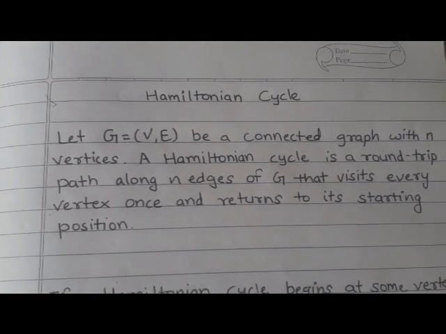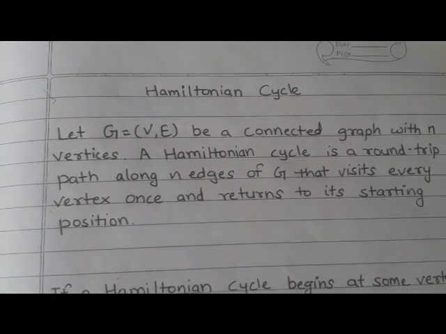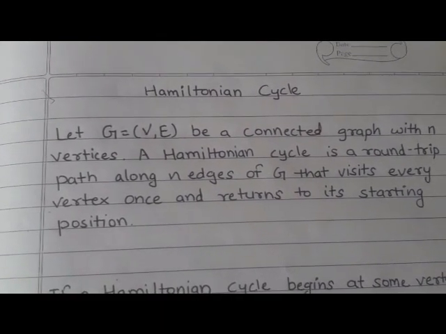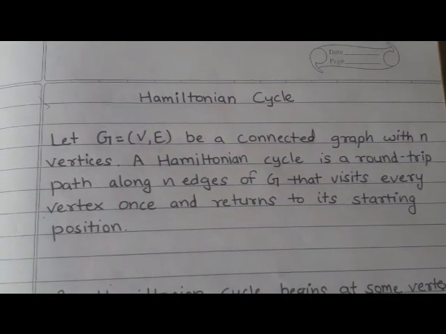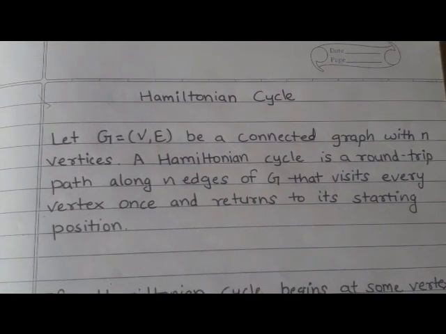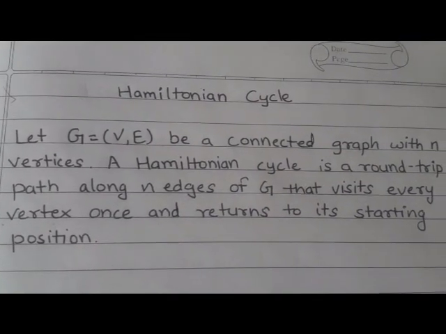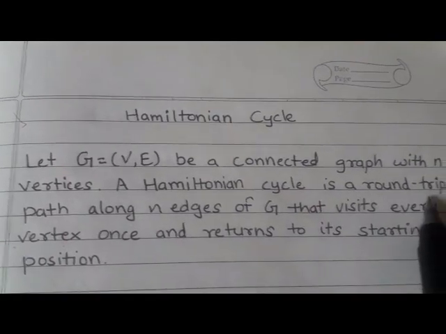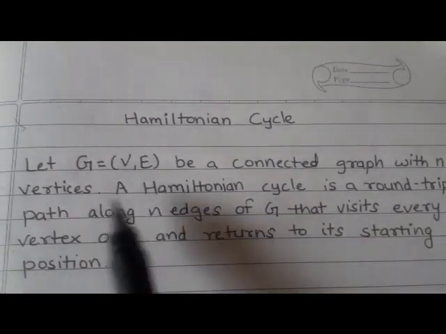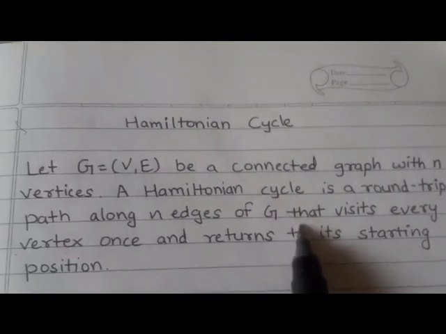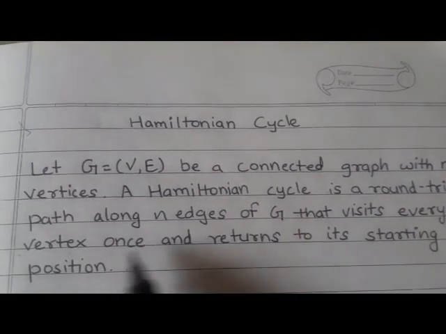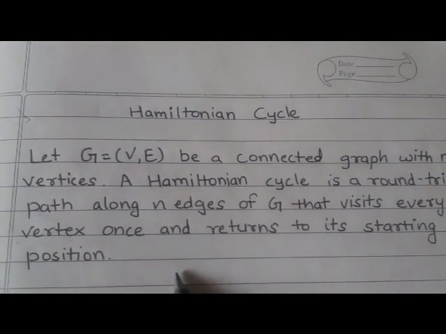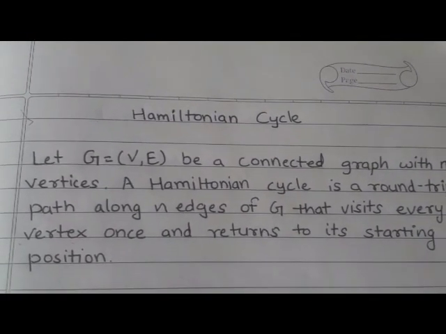In this video, we will discuss Hamiltonian cycle. Let G = (V, E) be a connected graph with n vertices. A Hamiltonian cycle is a round trip path along n edges of the graph that visits every vertex once and returns to its starting position.